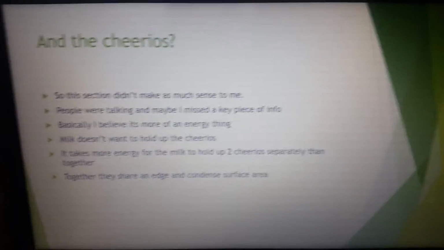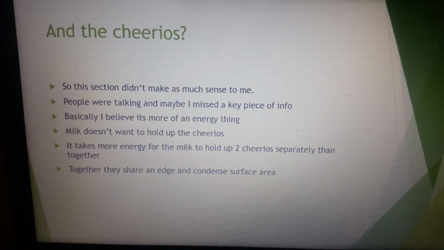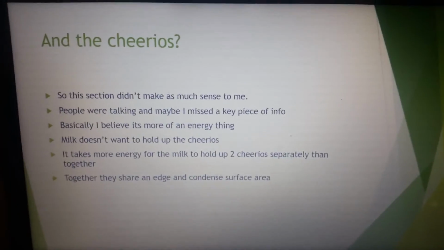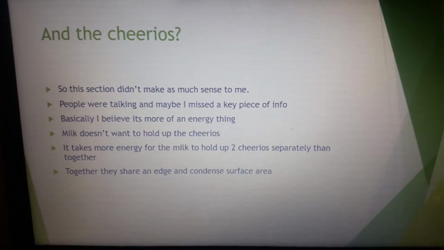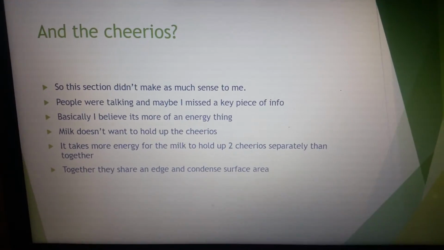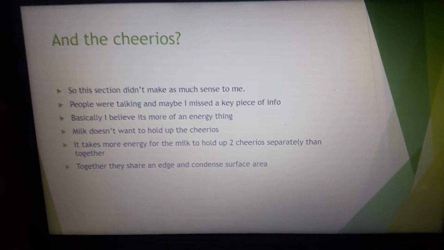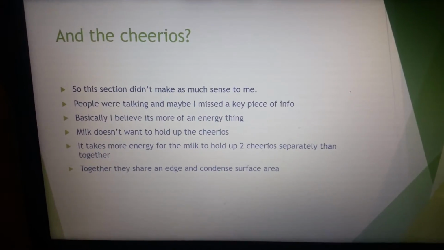So the Cheerios. This section I didn't get a lot out of. A lot of people were talking because we were coming up on the end of the lecture, and people were leaving. I think I missed a couple of key pieces of information. I heard him talking about meniscus, but I didn't really catch it. So I'm going to give you my idea of why the Cheerios clump.